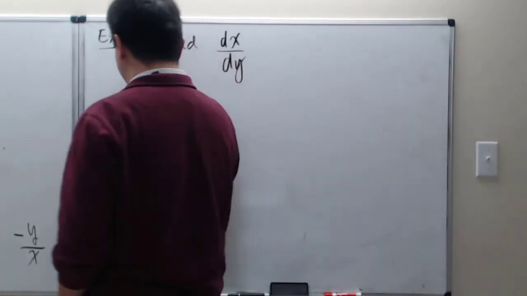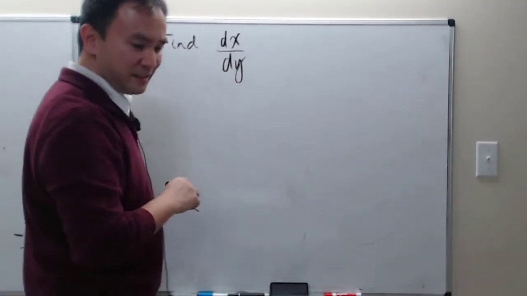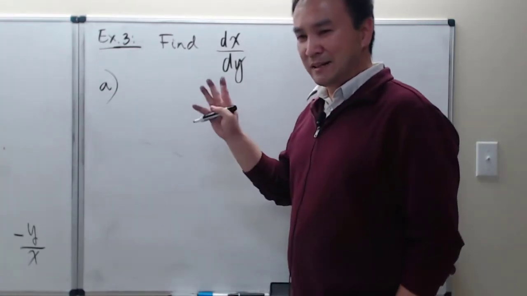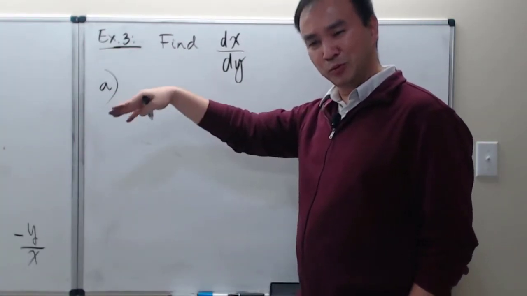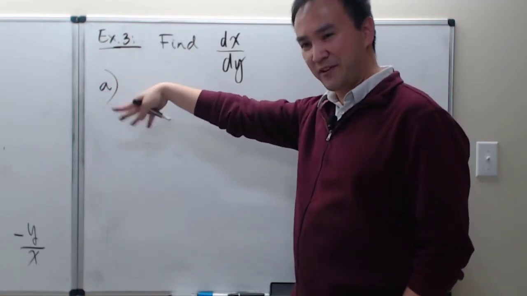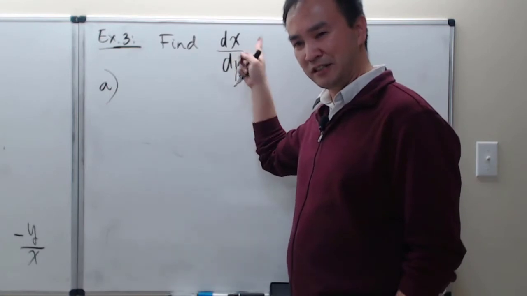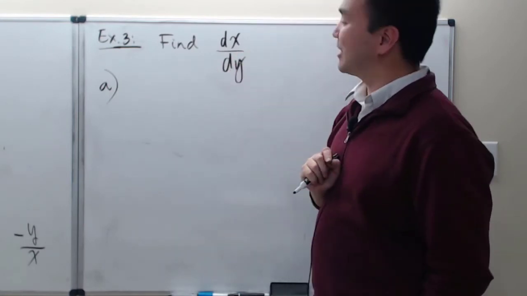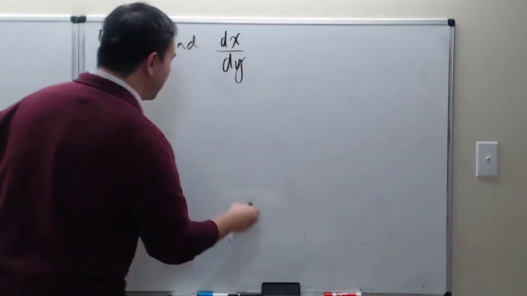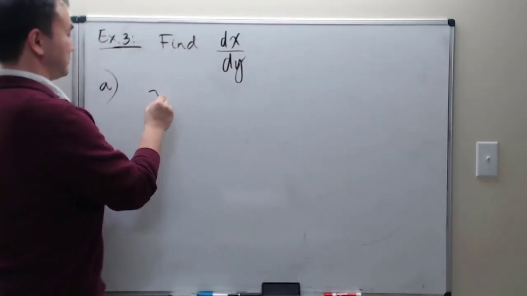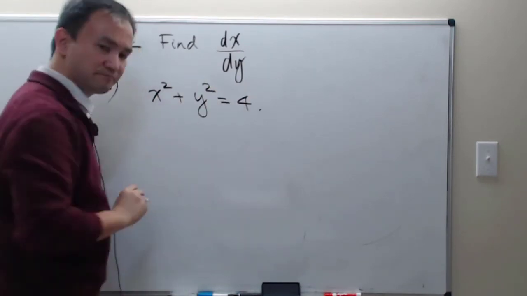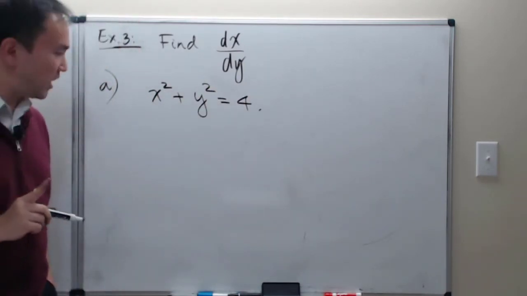So let's look at the equation. Now it's just a random choice. My plan here is to pick any of the problems we have done and redo it, but this time we're looking for the dx dy. So how about the easiest one? The x squared plus y squared equals 4.